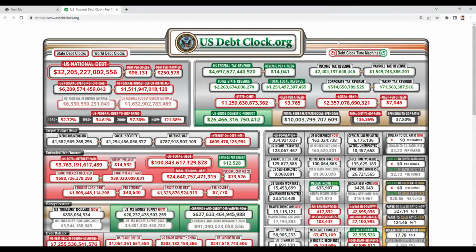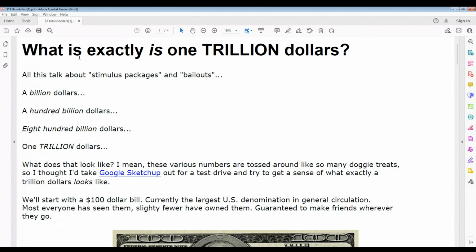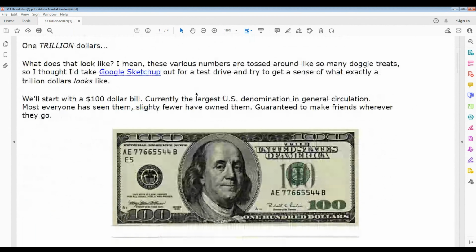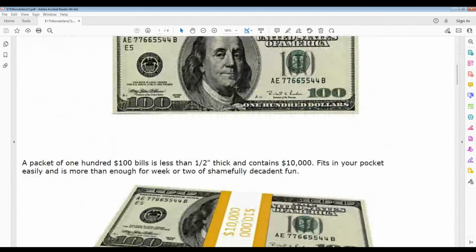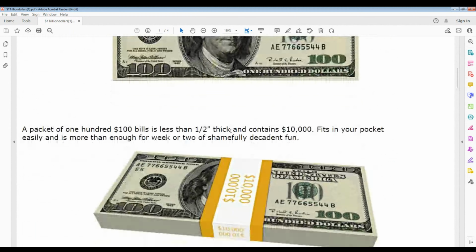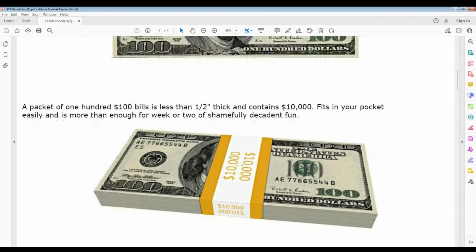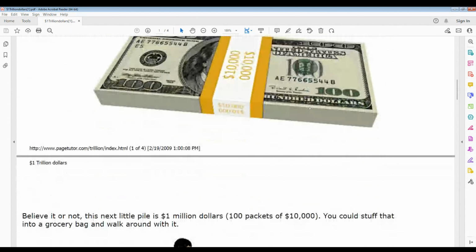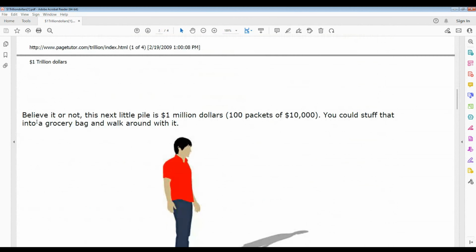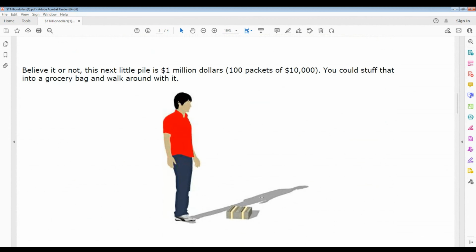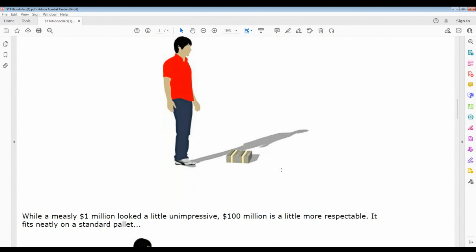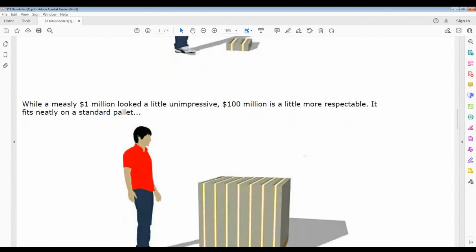To help you truly understand what $1 trillion looks like, I just like to share because I think this is fun. So what is exactly $1 trillion? So I think we all know what $100 looks like. That's pretty clear. Now, a packet of $100 bills, that would lead us to $10,000. So that's what that looks like. We've seen plenty of movies to understand what that is. So now, believe it or not, this is what $1 million looks like. We could actually put $1 million of $100 bills into our backpack. To make that look a little more impressive, right?